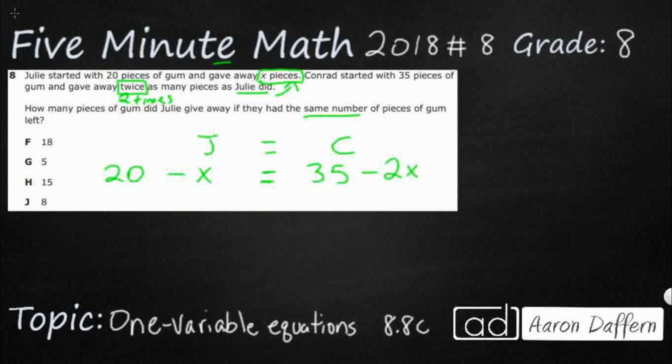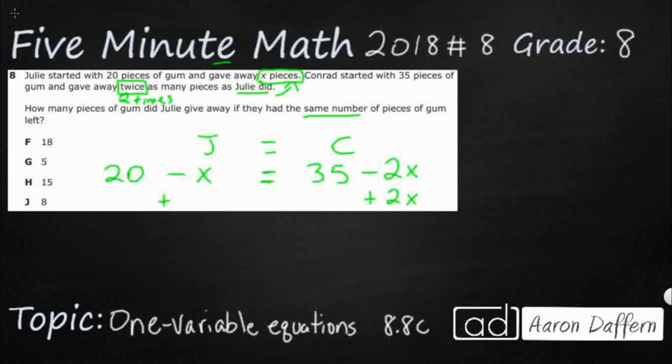But 20 minus x is how much Julie started with and gave away. 35 minus 2x, 2 times as much as Julie did, which is the unknown x. That's Conrad. All right, so we want to get the x's onto one side, and if possible, we want to make them positive because, like I said, it's kind of annoying when you have a negative x at the end. You have to multiply by negative 1 to make it a positive. So watch what I'm going to do here. I'm going to add 2x to both sides.